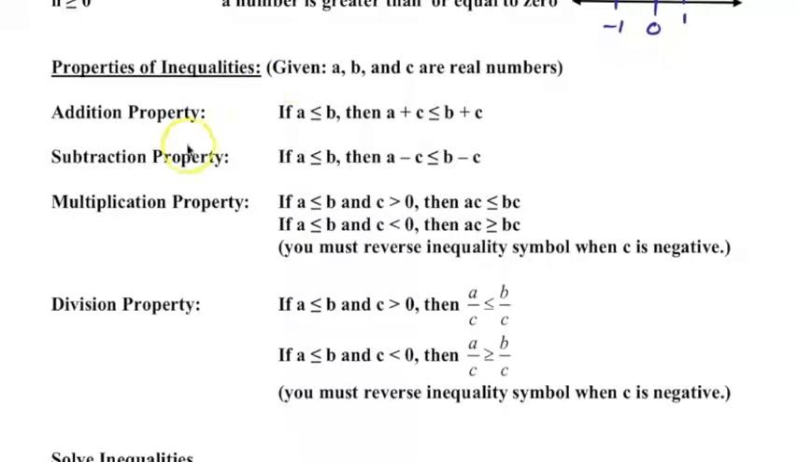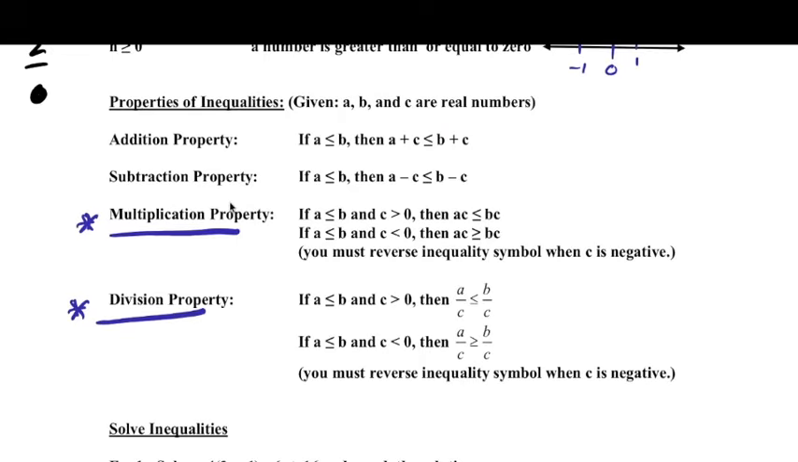So when we're solving equations, right, you can add the same thing to both sides. You can subtract the same thing from both sides. You can multiply the same thing on both sides, with one caveat. If you multiply or divide by a negative number, then you have to flip the inequality. I'm going to switch the inequality.